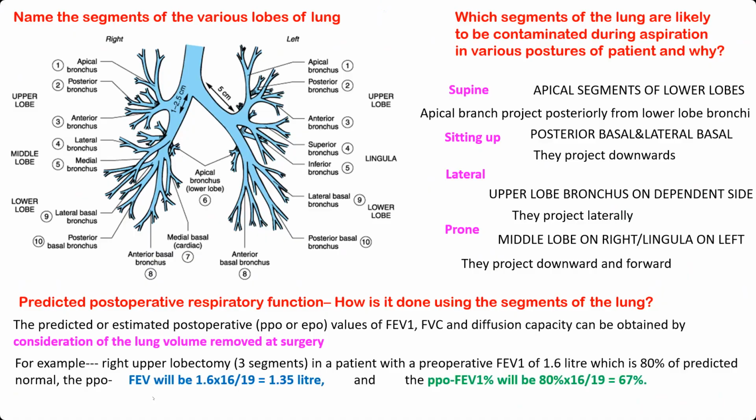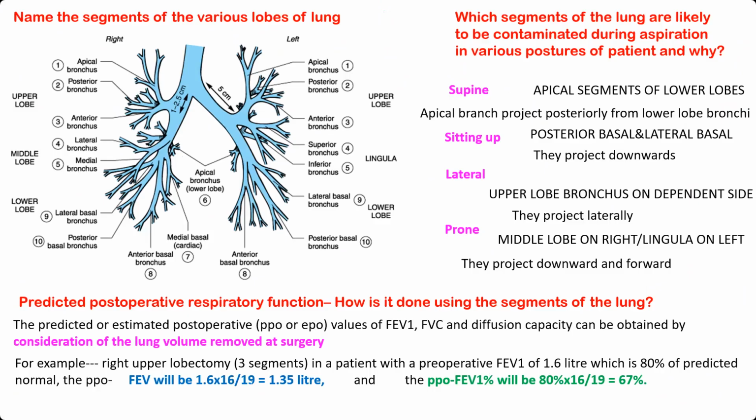So the formula that you have to use is, for example, if you want to do a right upper lobectomy, you know that there are three segments: apical, posterior, and anterior. These three segments will be removed. A patient with a FEV1 of 1.6 liters in the preoperative phase, which is about 80% of the predicted FEV ratio, once you remove the three segments, will be left with 16 segments only.